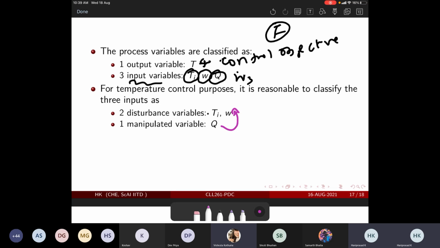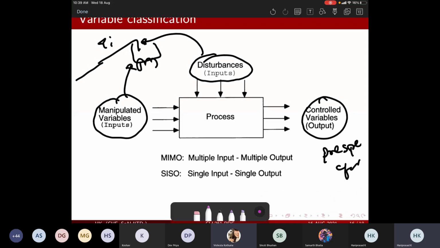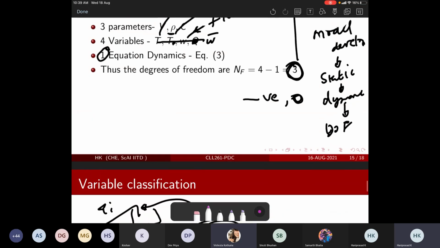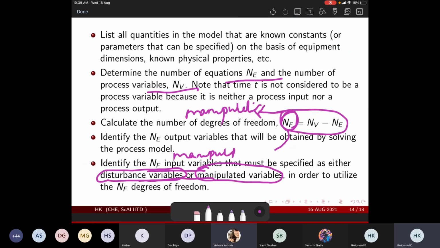Any questions so far? In the slide above, I think they've written the input variable as NF. It should be NV. Sir, above this. Yes, at the last point. No, that is correct, because the input variables, see, NV is the total number of variables, NE is the number of equations, and the remainder is what you can play with.